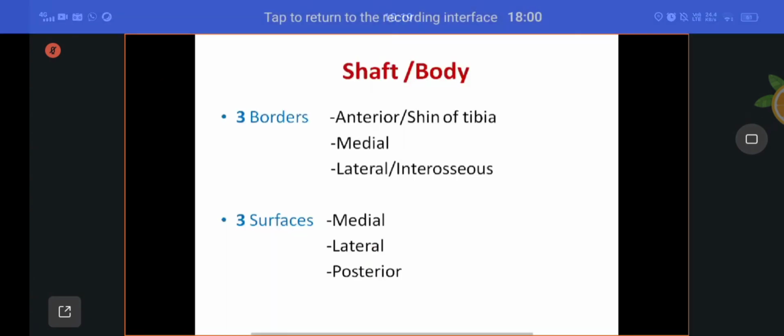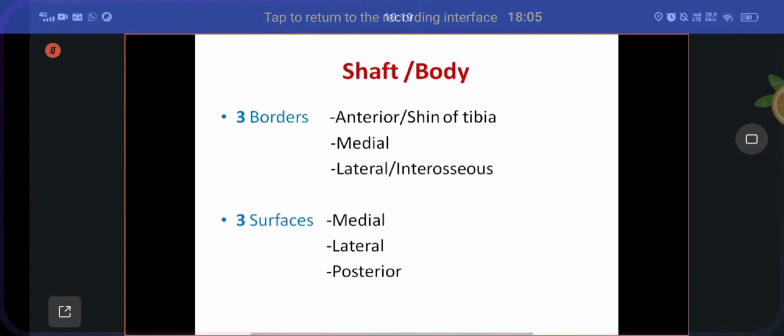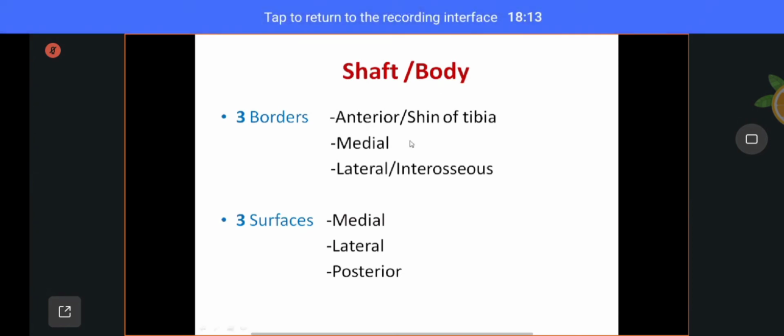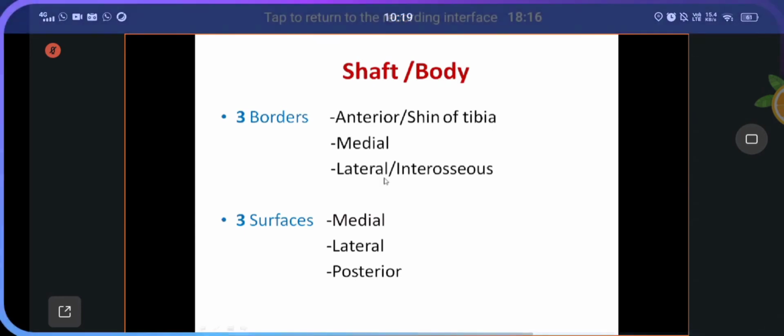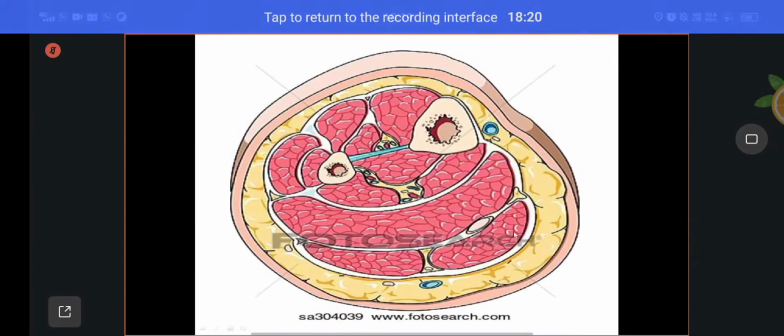Coming to the shaft or body of the tibia, this is the main part of the tibia. This is very, very important. Ends are not main parts. These are the accessory parts of the bone. But the shaft and body are the main parts of the bone. It is triangular in outline.